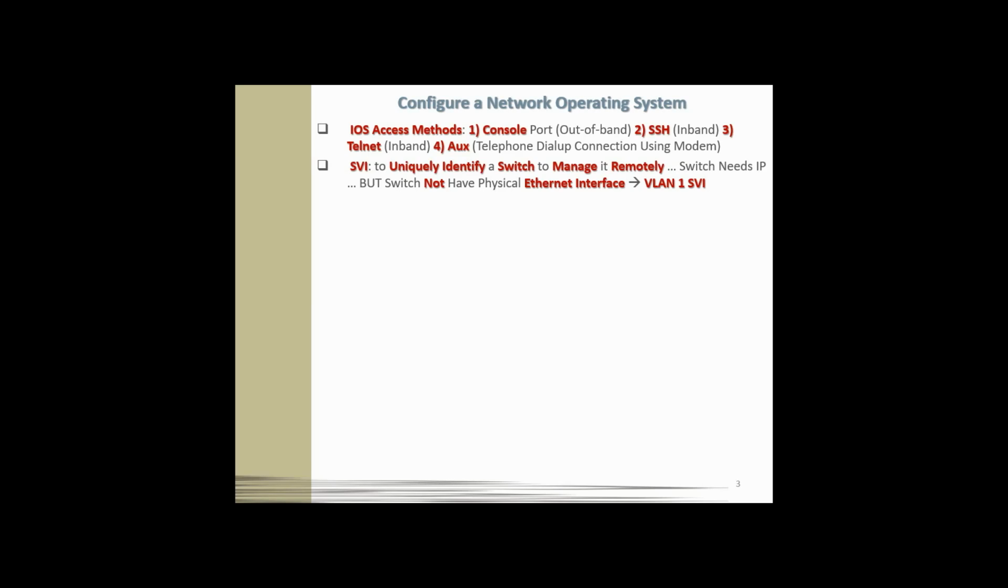That means that your VLAN 1 switch virtual interface SVI must be configured with an IP address in order to uniquely identify that specific switch on the network. And that IP address needs, of course, a subnet mask, which identifies the network and host portion in the IP address. And that VLAN 1 SVI needs to be enabled as well with the no shutdown command at the end. So remember, VLAN 1 SVI needs to be addressed because that switch does not have a physical Ethernet interface, if you wish to uniquely identify that switch and remotely manage it.